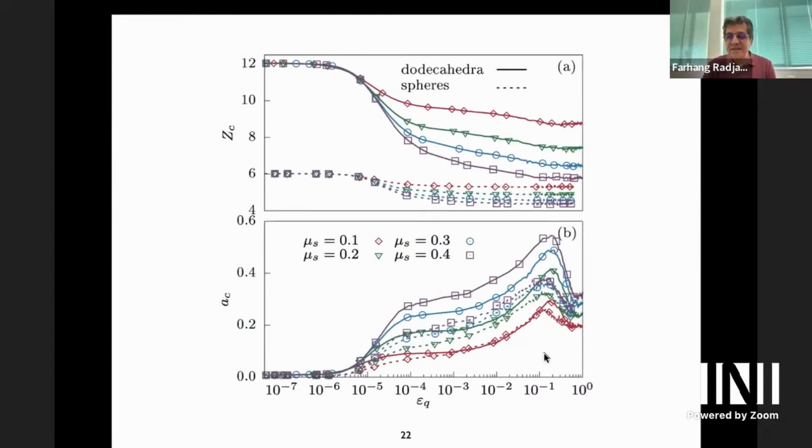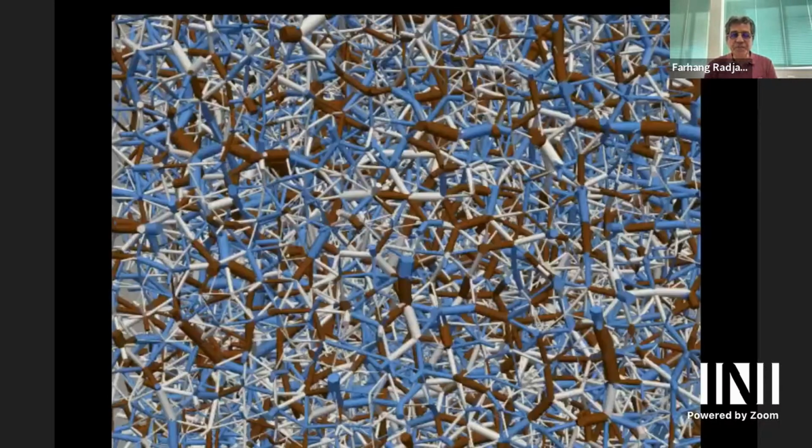That is the stress peak that we have seen before, and then it declines. And so we have the same trend for spheres and for polyhedra. So here you see a snapshot of the packing by separating between single contacts, which are in white, double contacts in blue, and triple contacts in brown.